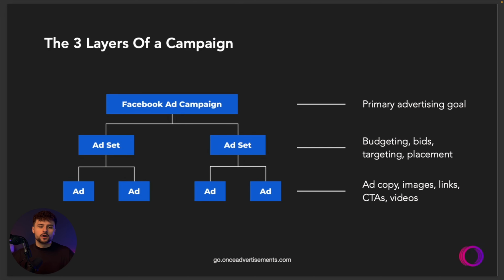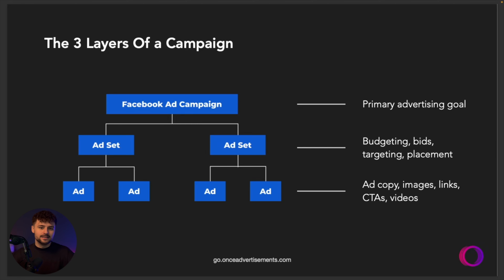The 3 layers are overall campaign, ad sets, and then the ads themselves. Now, the campaign is our top level layer where we choose our primary advertising goal, aka our objective. This could be sales, traffic, engagement, leads, app promotion, or even awareness. Depending on your business model, you're going to choose what's the most suitable for you. Are you looking to generate more leads? You choose leads. Are you looking to generate more direct sales? You choose sales. It's that simple.